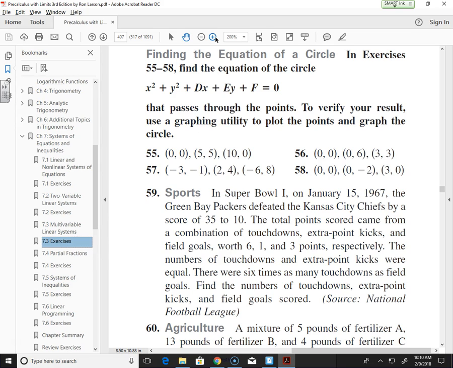35-10. So how many points per touchdown? 6. How many points per extra kick? 1. How many points per field goal? 3. What's the overall score? Not score, but the overall points, 45. There we go. There are your systems of 3 equations. Because you knew that all of this had to add up to 45 points, and then you were able to use these clues.